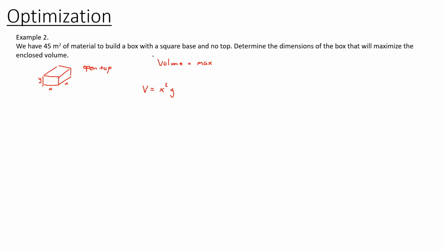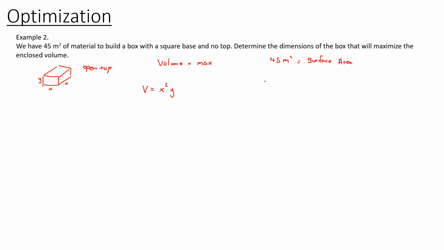Now, is there any constraint? We're limited to 45 meters squared of materials. Again, meters squared is an area. So we have 45 meters squared of materials, which indicates that the surface area of the entire box has to add up to 45. So sometimes looking at the units will help us determine what we have as our condition.